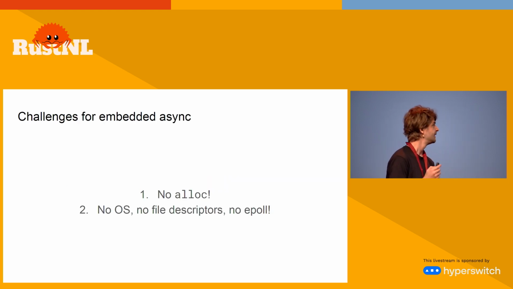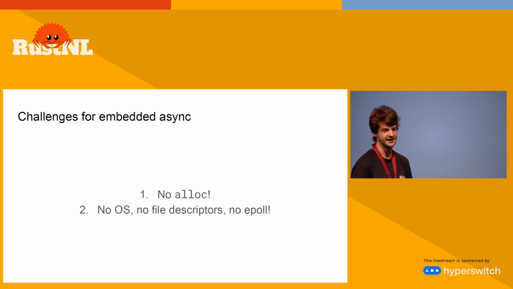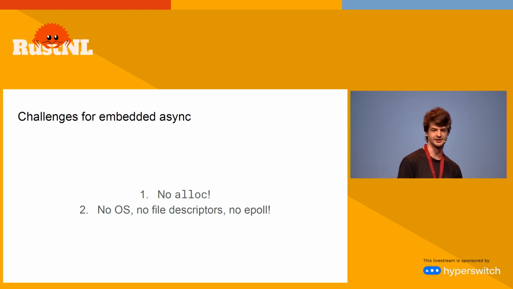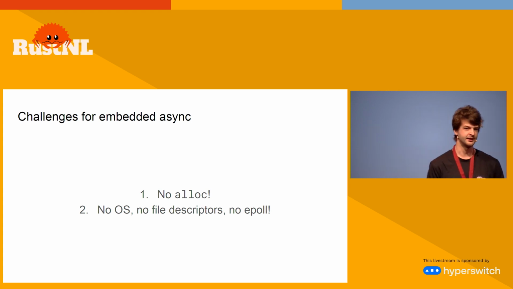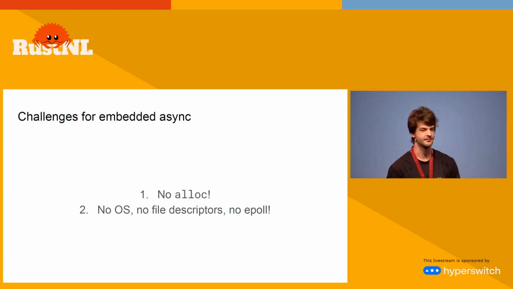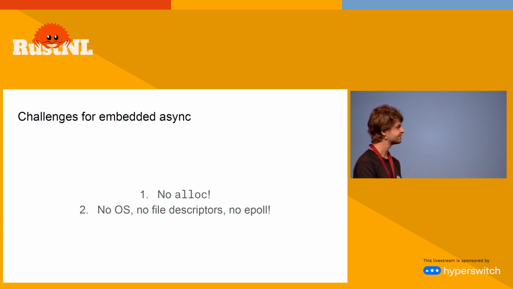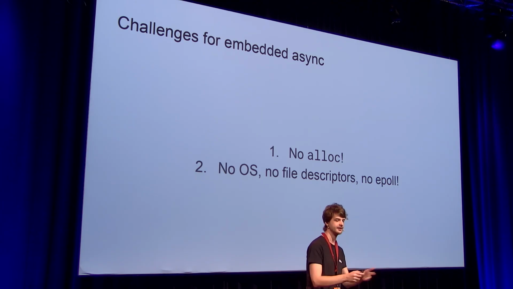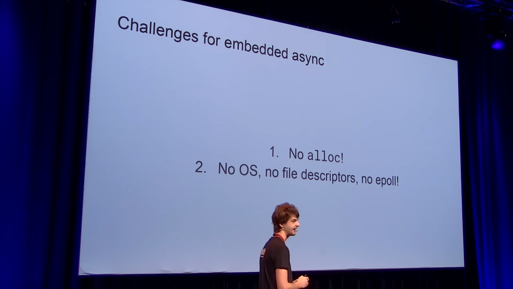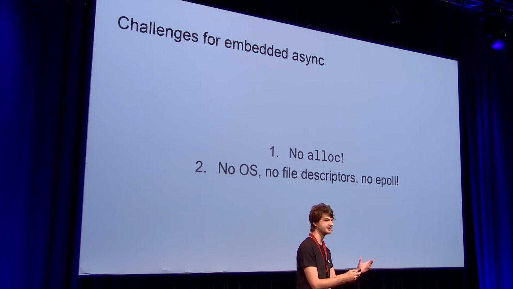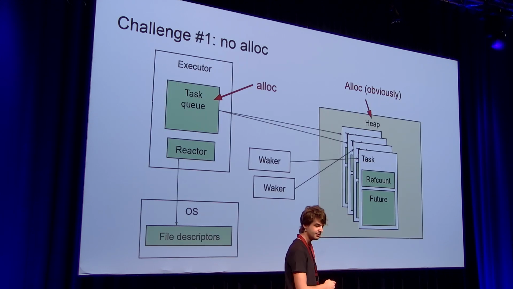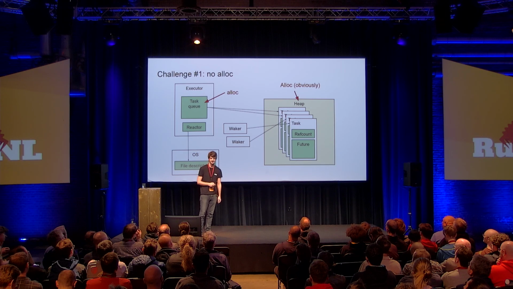So this obviously doesn't work in embedded. First of all, it uses alloc. We have to get creative to try to make it use no-alloc. And second of all, we have no operating system. We don't even have a concept of file descriptor. So we don't have epoll. How do we make this work? This is the main structure of this talk. I will be going through all these challenges, and we will explore how Embassy solved them, and what similarities and differences there are between Embassy and a standard async executor.